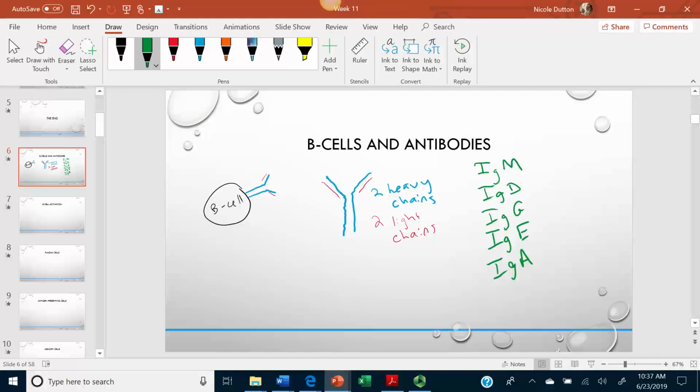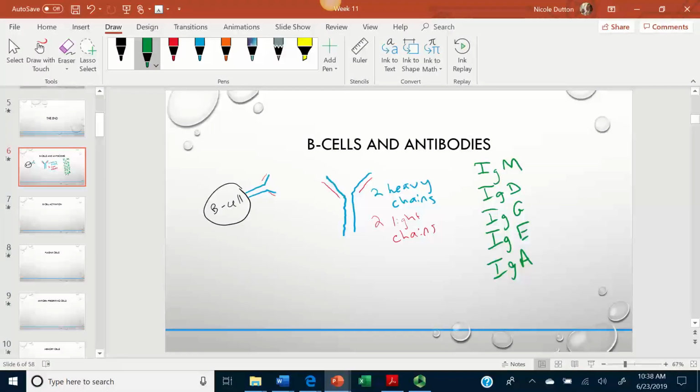IgE plays a major role in mediating allergies and parasitic infections. We're going to talk extensively about IgE once we get to how an allergy develops a little bit later in week 11's lectures. IgA is found in tears, saliva, and breast milk. It's also found in all of your mucosal surfaces. So this one lines the vagina, the urethra, the digestive tract, and the inside of the respiratory tract. Those are the 5 major classes of antibodies.